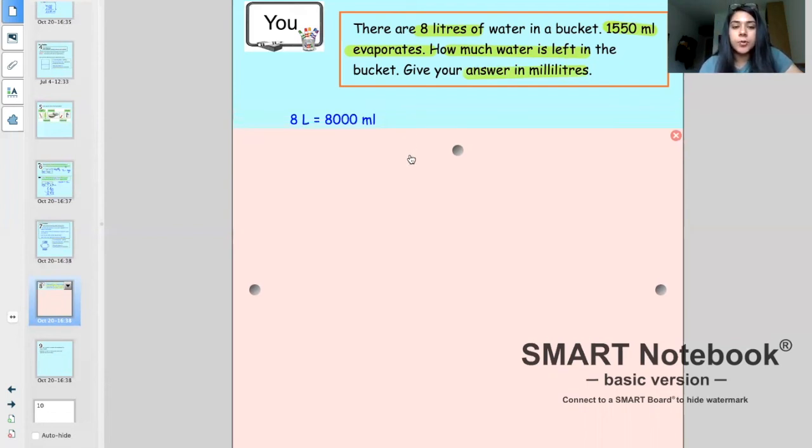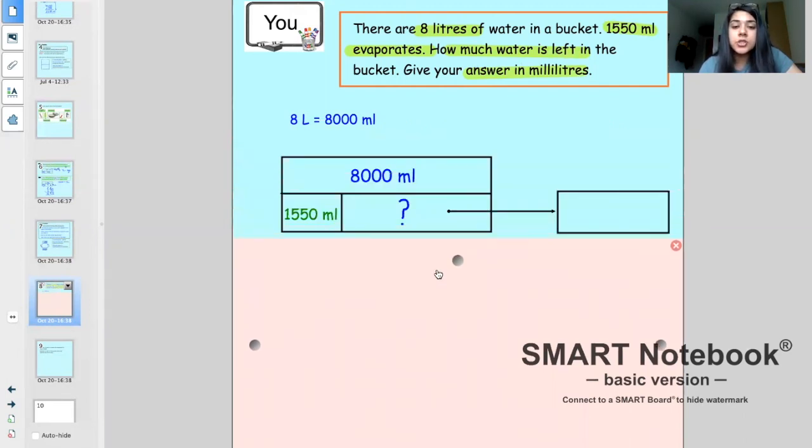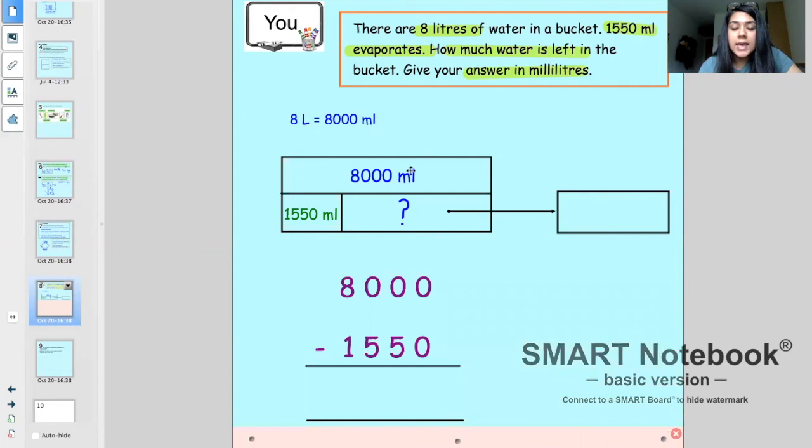I'm going to reveal what your first step should have been. You should have first converted your 8 liters to milliliters, as it's asking you to give your answer in milliliters, and it will make your life a little bit easier. Then you should have drawn your bar model and labeled it appropriately. So your whole would have been 8,000 milliliters, and then your part would have been 1,550. It's asking you how much water is left. So you're working out this section here.